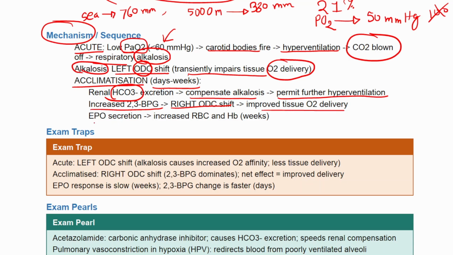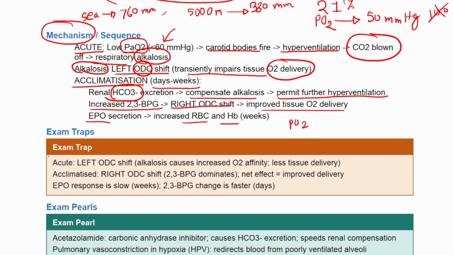And over weeks, the kidneys release erythropoietin, EPO. EPO stimulates bone marrow to produce more red blood cells, and hematocrit and hemoglobin concentration rise as well. Total oxygen carrying capacity of the blood increases. At full acclimatization, the individual can sustain reasonable activity at altitude, because the combination of hyperventilation, right-shifted ODC, and increased hemoglobin concentration compensates for the low inspired partial pressure of oxygen.